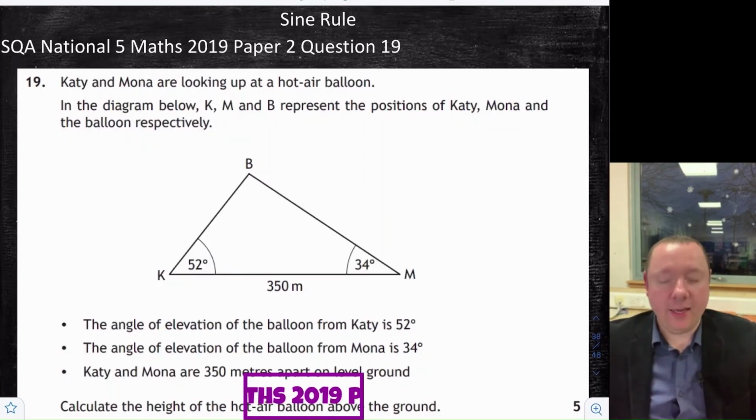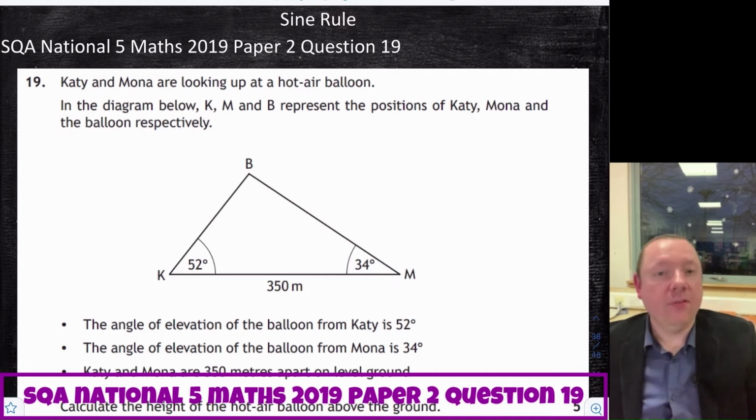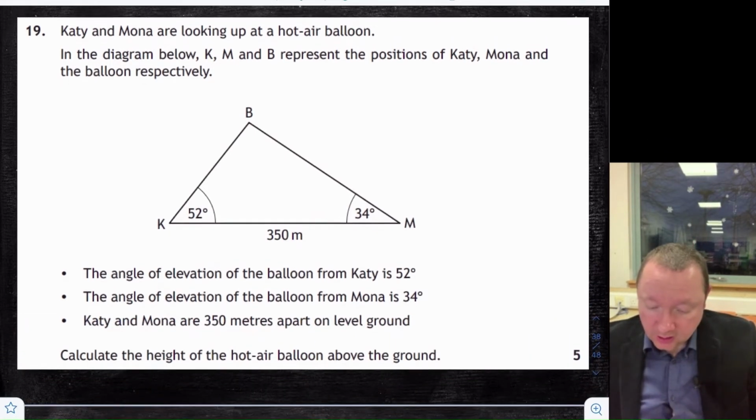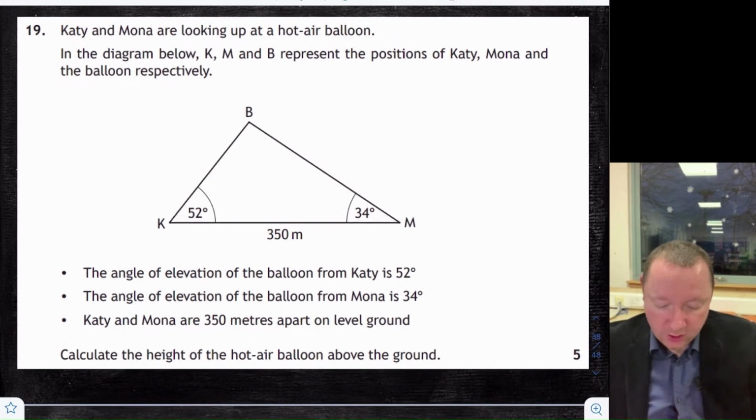Now, National 5 Maths 2019, Paper 2, Question 19 had this long question. So it says, Katie and Mona are looking up at a hot air balloon. In the diagram below, K, M and B represent the positions of Katie, Mona and the balloon. So that'd be Katie, that'd be Mona, that'd be balloon. The angle of elevation of the balloon from Katie is 52, there it's shown there. The angle of elevation of the balloon from Mona is 34, there it's shown there. And the distance between Katie and Mona is 350. And it says, calculate the height of the hot air balloon above the ground.